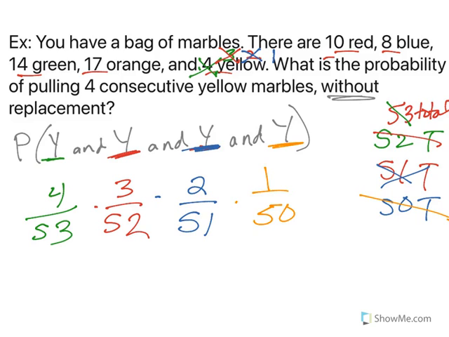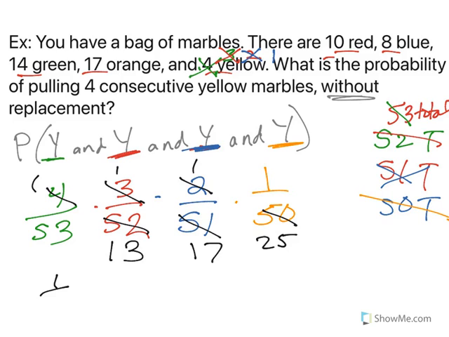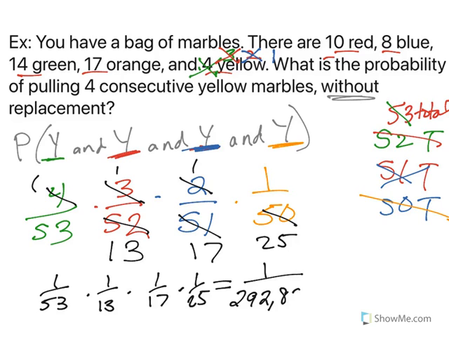Now, I'm going to do this reducing pretty quickly, but it's kind of awesome how it works. So 4 goes into 52 13 times. 3 goes into 51 17 times. And 2 goes into 50 25 times. So I have 1 over 53 times 1 over 13 times 1 over 17 times 1 over 25. Feel free to pause and check that out. But we end up with a probability of 1 over 292,825. As a decimal, you've got 5 zeros and then 3415, meaning it is highly, highly unlikely that with this bag of marbles, we would actually pull 4 consecutive yellows, but still fun.